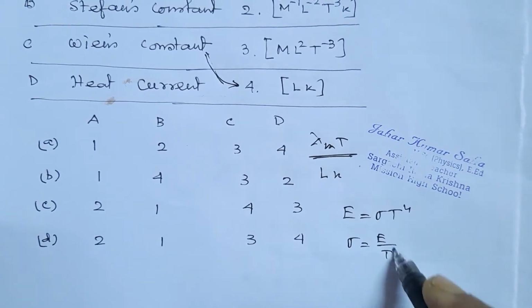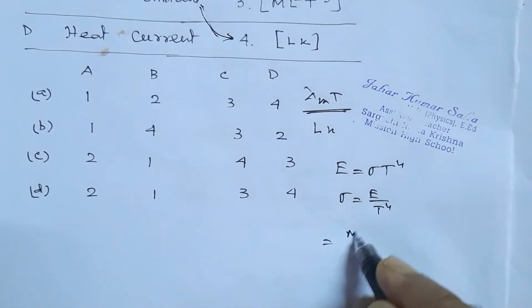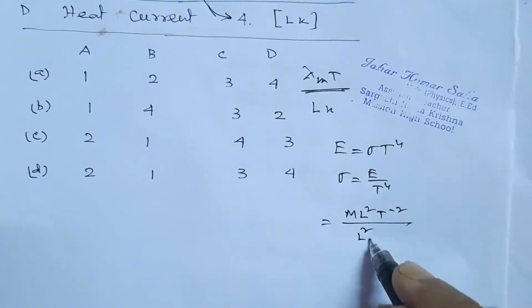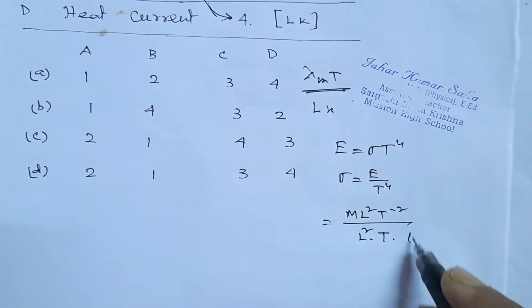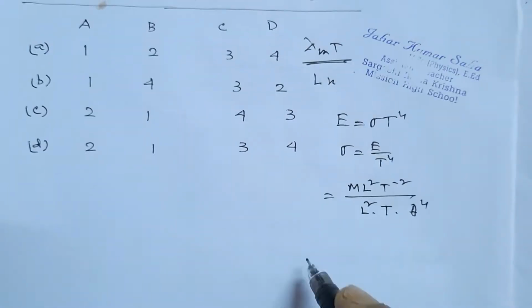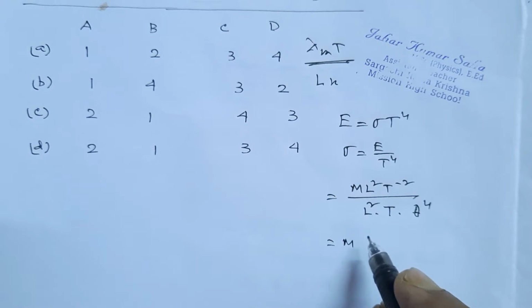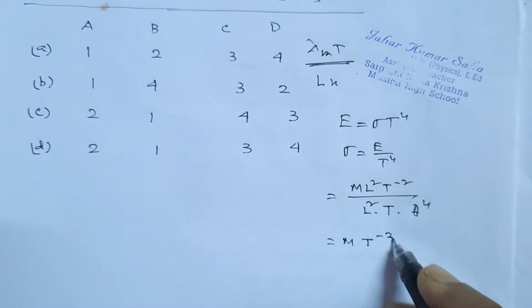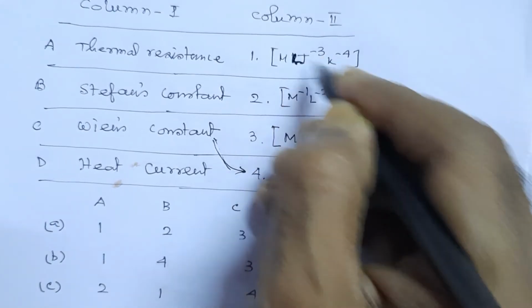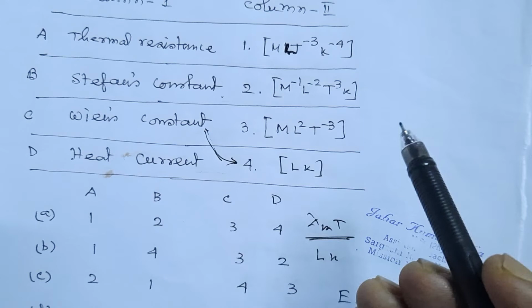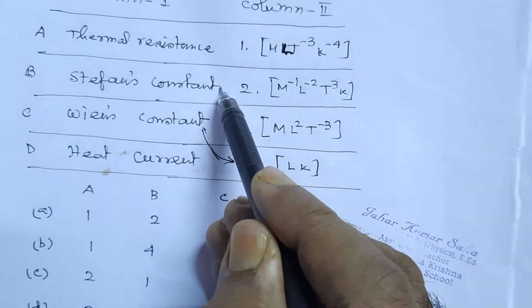But E means energy per unit area per second into theta to the power 4. That is your m, there is no L, m T to the power minus 3 theta to the power minus 4. So Stefan constant, that is B, is found in 1.